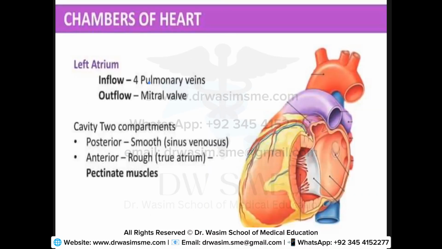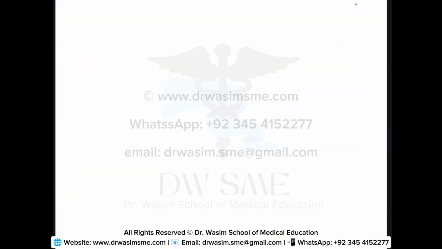Next up, we have the left atrium. With the left atrium, we have 4 pulmonary veins which bring the blood to the left atrium. By means of this mitral valve, the blood is going to enter into this left ventricle. So you need to know the flow, that it enters by means of these 4 pulmonary veins, and then goes into the left ventricle. Again, it is divided into a smooth posterior part and an anterior rough part, and it has the pectinate muscles which are forming the wall of the left atrium.